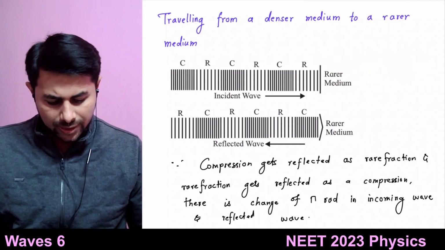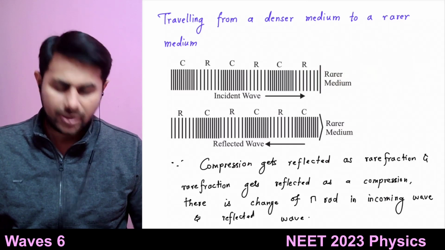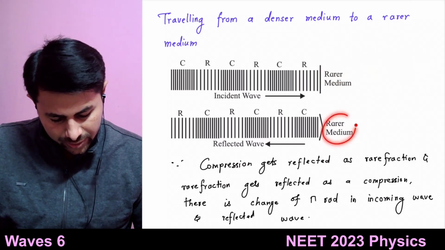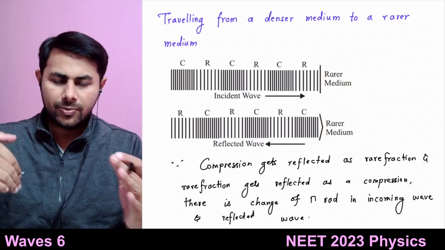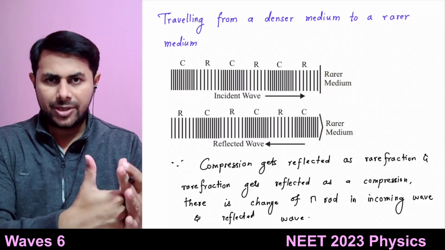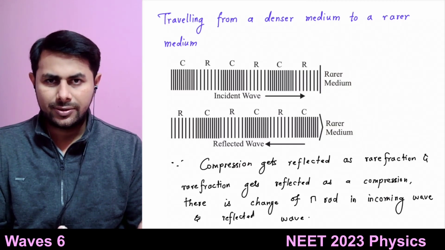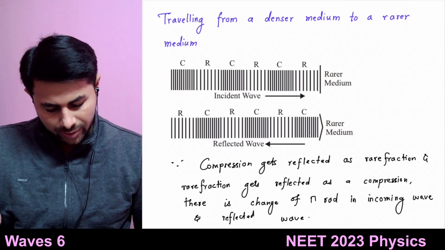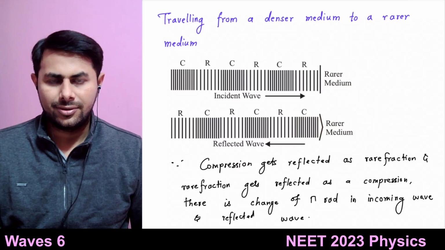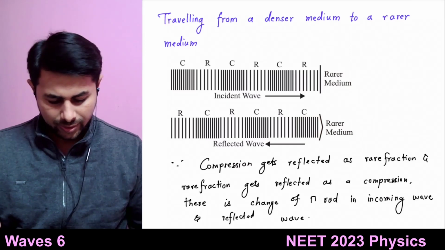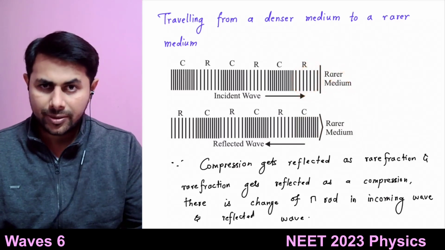So now what happens? Compression or rarefaction travels into the rarer medium. Now if compression travels into the rarer medium, what will happen? What follows the compression? Rarefaction follows, right? So the compression will get reflected as a rarefaction. Or you can say rarefaction travels in a rarer medium.